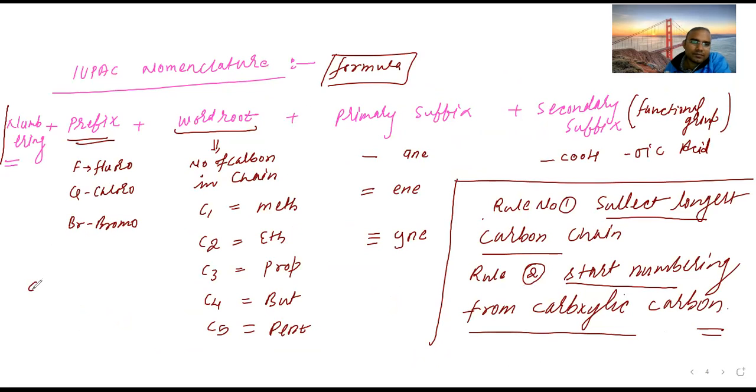Let us try to write this down. Suppose I am writing CH3, then COO and OH, or we can write CH3COOH. So tell me, which carbon do we have to consider as 1? Either this carbon, or this carbon. Which carbon should we consider 1?